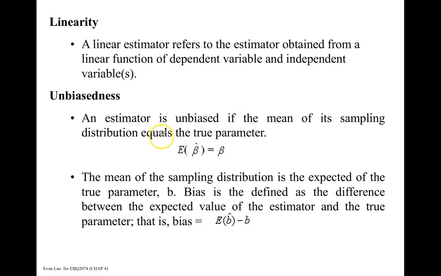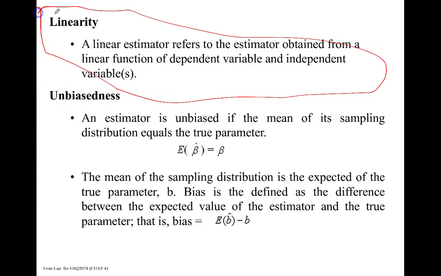So it must be linear. This supports the assumption: it must be linear in the dependent variable and parameters, right? The next one, unbiased: the estimator is unbiased if the mean of the sampling distribution equals the true parameter. The nearer the better. The nearer the better means that the sample does matter here. The sample must be big enough to represent the population.